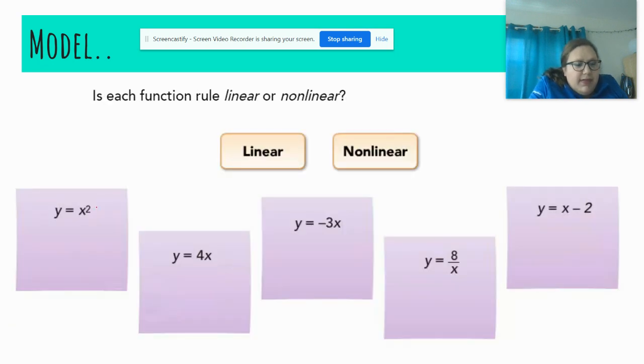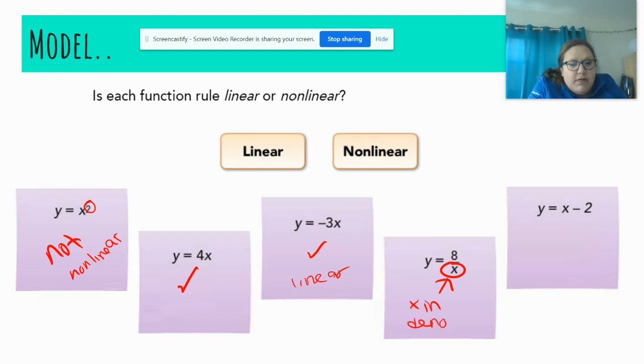All right, let's take a look at these. So we already said y equals x squared is not a linear function, or I should say nonlinear, because it has that exponent. Anything with an exponent is nonlinear. Y equals 4x, yep, that would just be something increasing by a multiple of 4. Y equals negative 3x, yes, would be linear. 8 over x would not be because the x is in the denominator. X minus 2, yep, we have a slope of 1, a y-intercept of negative 2, so that would be a big yes. All right, let's keep moving.